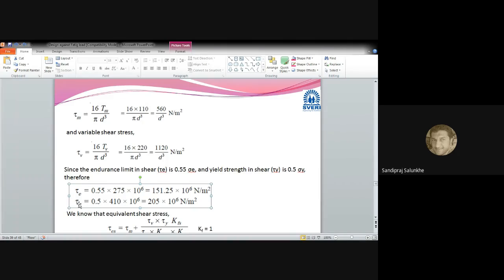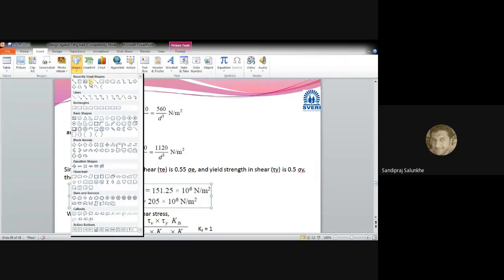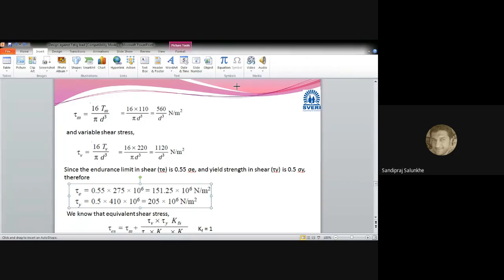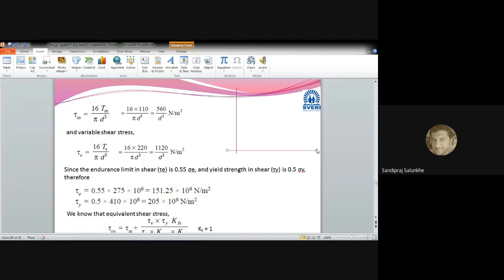And the yield shear stress is half of the principal yield stress. Okay. So the yield shear stress is 0.5 of 410 into 10 raised to 6, that is equal to 205 into 10 raised to 6 Newton per meter square. Okay. If you have got these two values, then we just have to draw either the Soderberg or the Goodman diagram. Any one you can prefer here, because both values are given. So which will you prefer for this? We will see that later on. Okay.